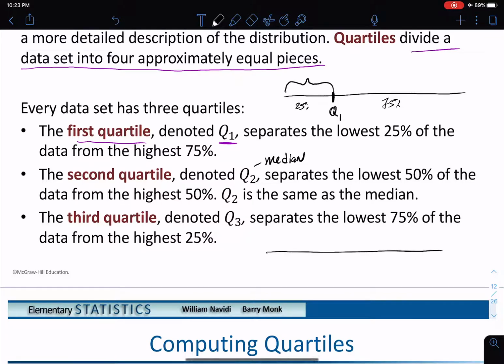If we were to show the data, Q3 is going to separate the lowest 75%. So down here would be 75% of the data, and that means that above it would be approximately 25% of the data, and Q3 separates that.